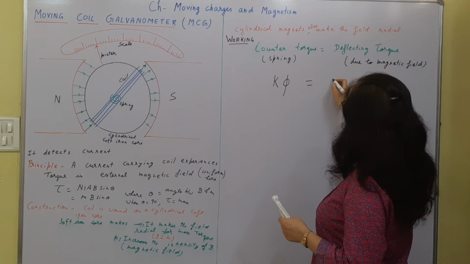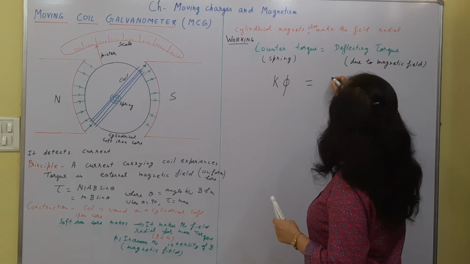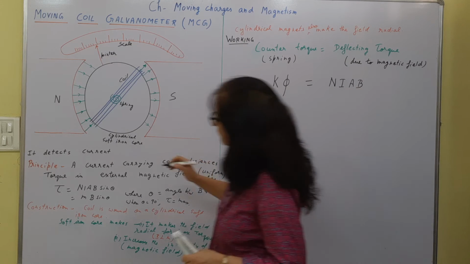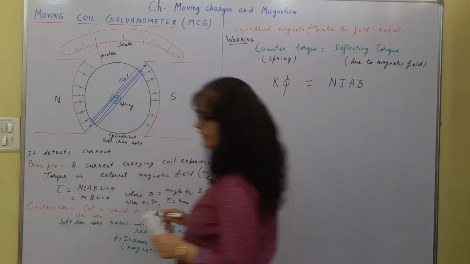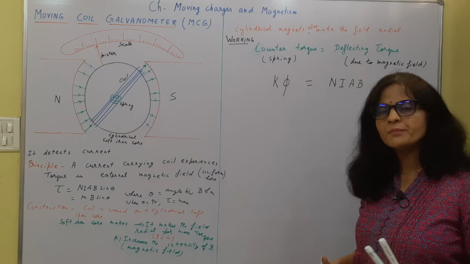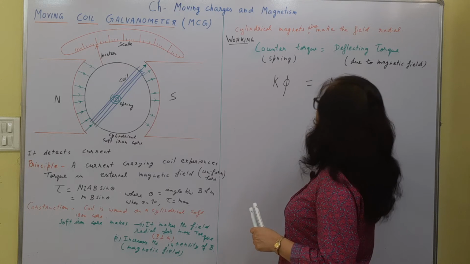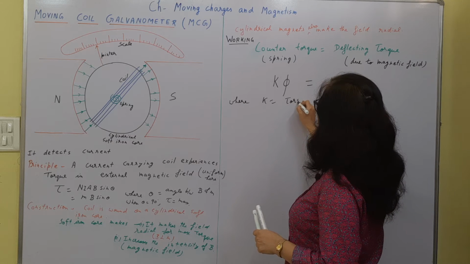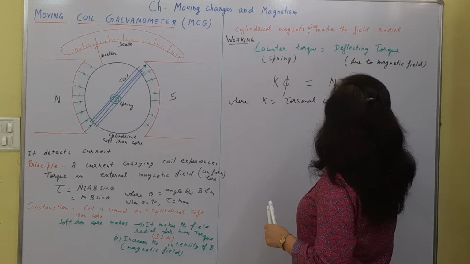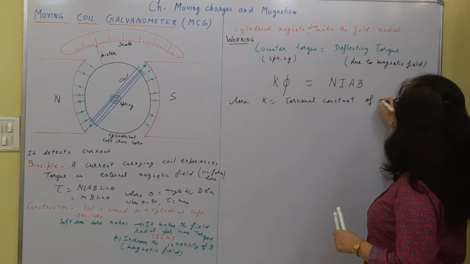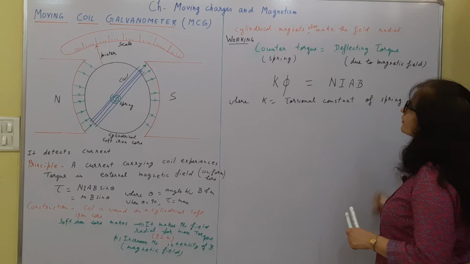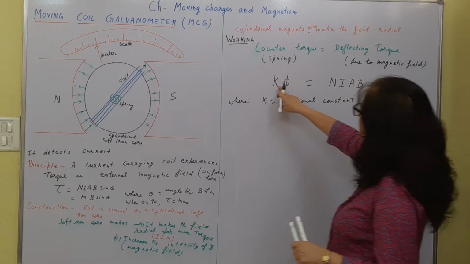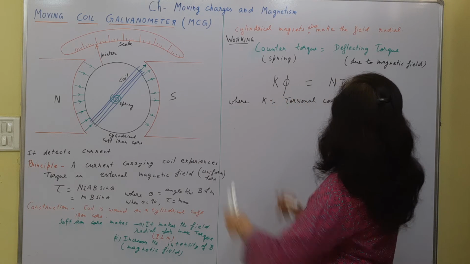This is deflecting torque. Deflecting torque, as I just told you, is NIAB, because this is the torque due to the magnetic field, which is maximum due to the radial magnetic field. So this will be NIAB, and this K is called the torsional constant of the spring, right? And this is per unit deflection.